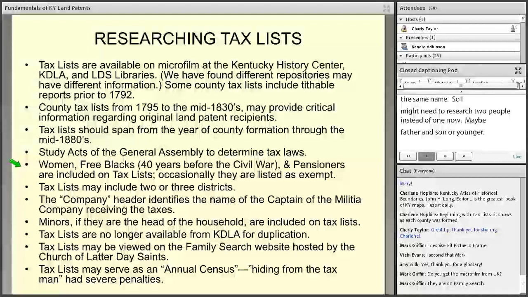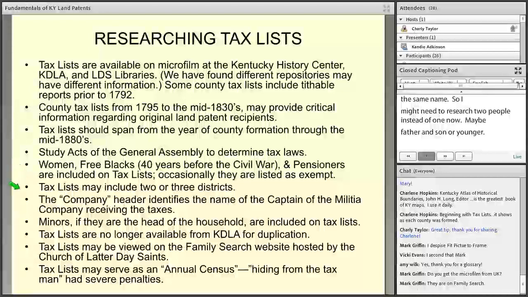Women and free blacks, as we said before, and pensioners are included on the tax list. The pensioners who resided in Pulaski County and had served in the Revolutionary War were paying taxes on their horses and billiard tables. That's a third of the state. That was a lot of tax revenue to waive. So, yes, they were liable for taxation.